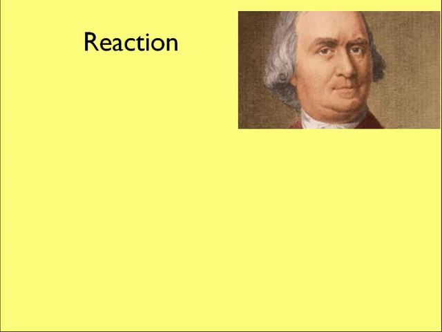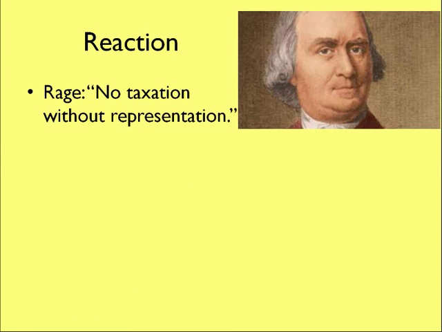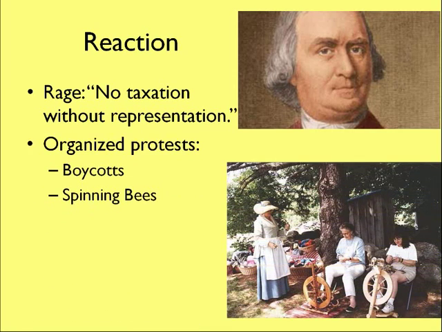The reaction was quite swift and strong again, and the protests and boycotts got going again, and spinning bees were organized, especially by women. This was a way that they contributed, because if they were going to boycott British goods, those were manufactured goods like textiles. This was really early in the Industrial Revolution, very early, so much of it was still being manufactured by hand, but it was still being manufactured in Britain.